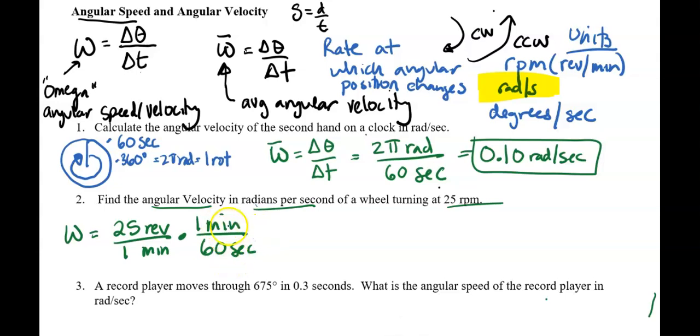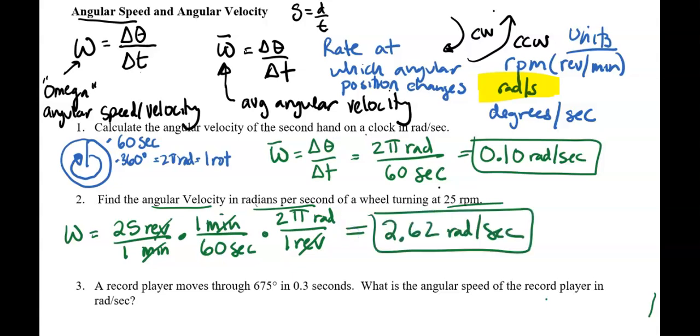Minutes and minutes cancel. Now I have revs, I need to convert to radians. So 1 revolution, to go once all the way around, I know that is 2 pi radians. So that is going to cancel. I'm left with radians per second. I can now plug it into my good old calculator. Cool. And I got 2.62 radians per second.